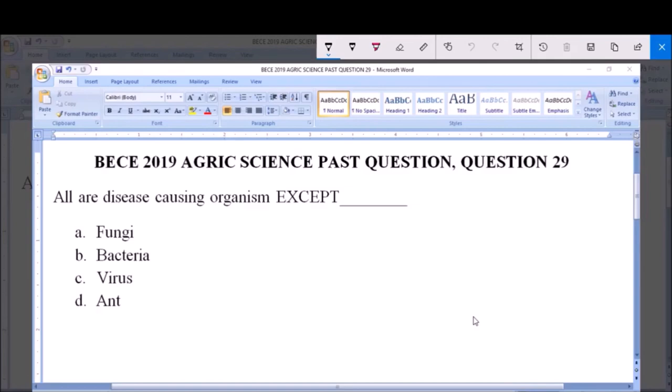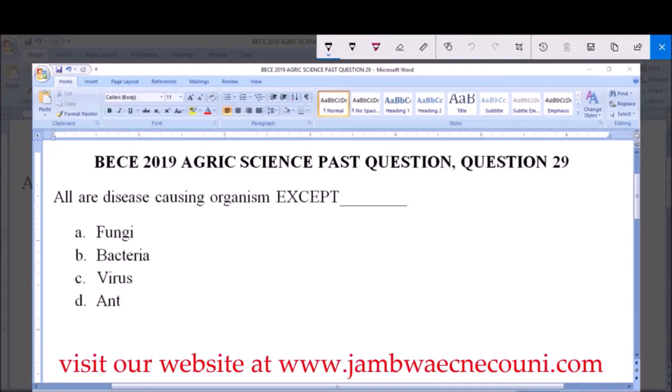Today we're going to be dealing with BECE 2019 Agric Science past question 29. All are disease causing organisms except dash. A. Fungi, B. Bacteria, C. Virus and D. Ants. So let's pick an option which is not classified as one of the disease causing organisms.